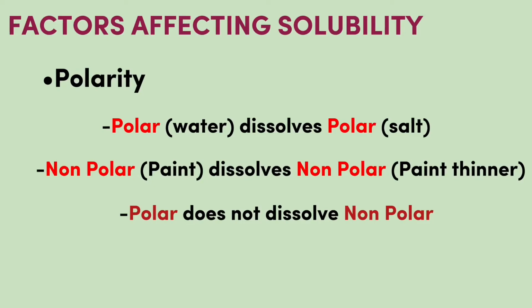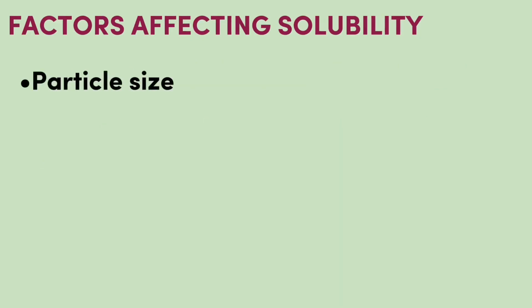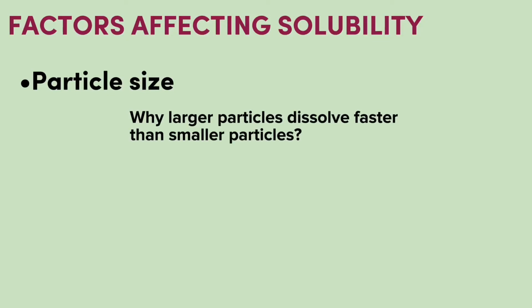Chemists use the aphorism "like dissolves like" to describe polarity because the solute and the solvent must have the same polarity in order to be miscible. So last is the particle size. Why do larger particles dissolve faster than smaller particles?